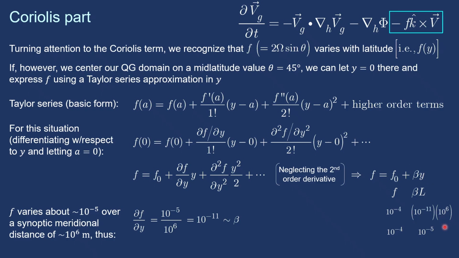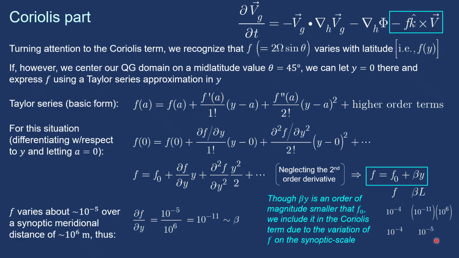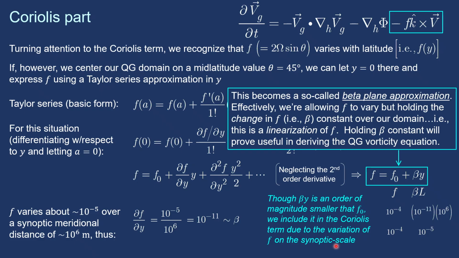However, there are very, very important dynamic consequences of allowing f to vary over synoptic distances. For one, this supports the development of Rossby waves and retains the essential dynamics of Rossby waves, among other things. And so we don't want to throw out the fact that f varies with latitude. So we're going to retain the beta y term, even though it's roughly an order of magnitude smaller than f naught. So we'll include it due to variation of f on the synoptic scale, which again has very important dynamic consequences for supporting Rossby waves, among other things.